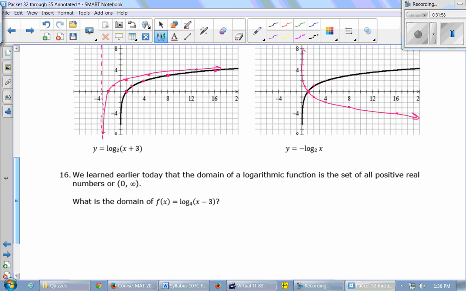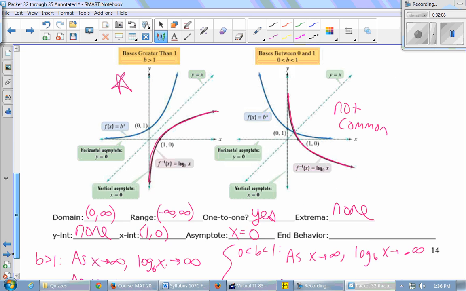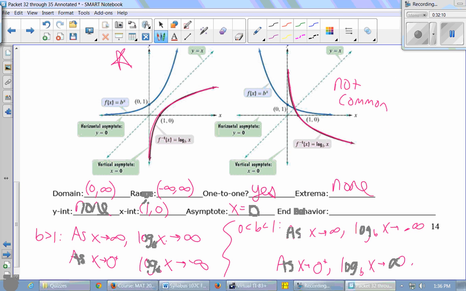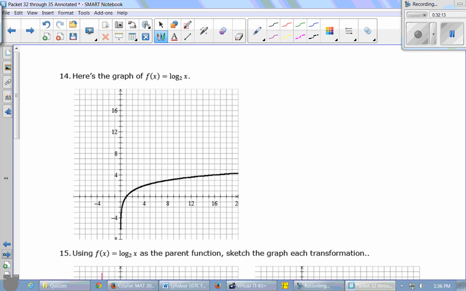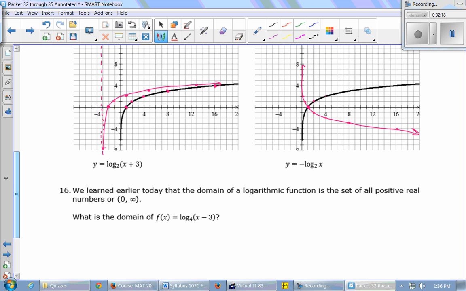So we learned earlier today that the domain of a log function is the set of all positive real numbers, or 0 to infinity. We did that just a couple minutes ago. We wrote down the domain of a log function as 0 to infinity. What is the domain of log base 4 of (x minus 3)? Close. 3 to infinity.